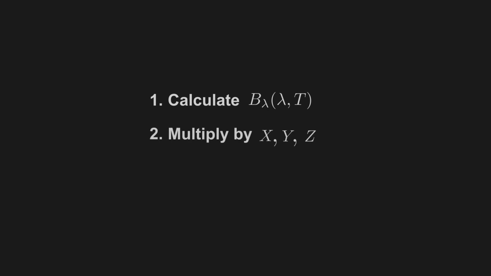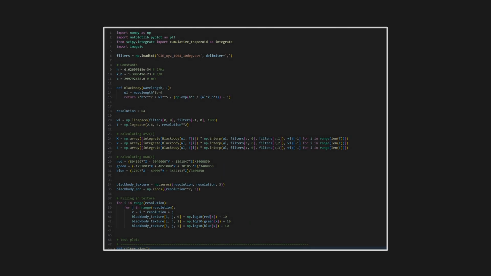As discussed before, what we need to do is calculate the blackbody spectrum at a certain temperature, multiply by the X, Y, and Z filter respectively, and integrate over all wavelengths. Looking at our code, we start by bringing in the CIE XYZ filters, and defining some physical constants. Then we make a function for the blackbody spectrum. We define a wavelength range and a temperature range, and calculate the XYZ curves as a function of temperature. Finally, we convert XYZ to RGB using the appropriate linear transformations.